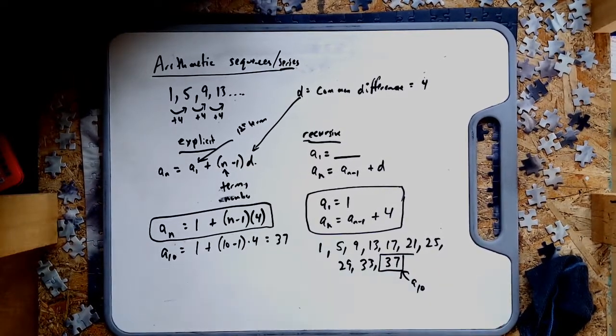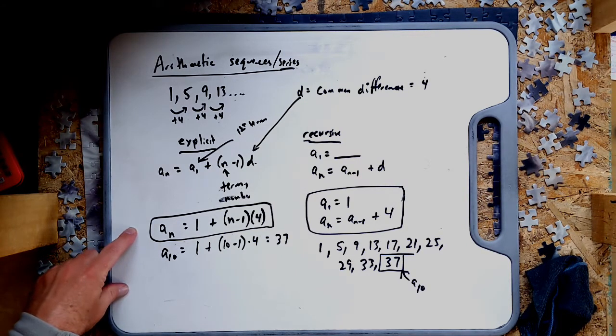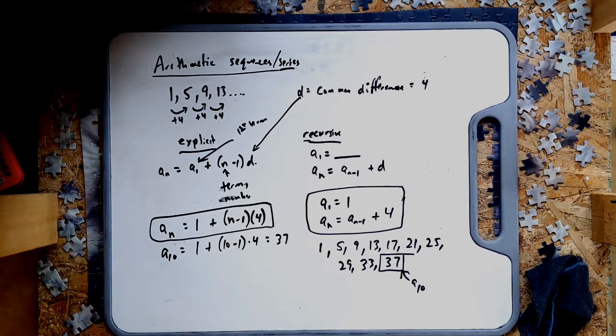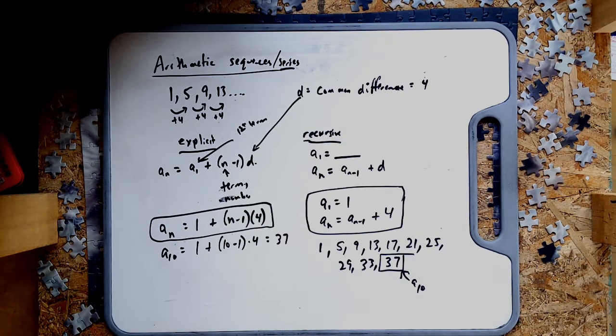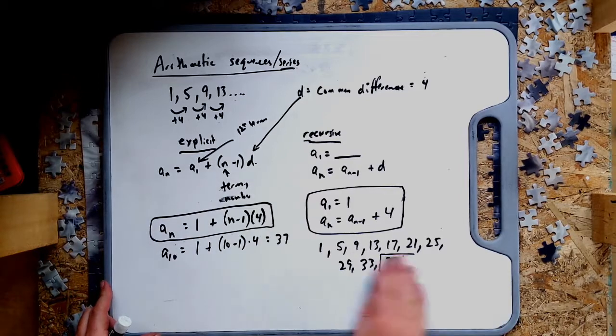Now notice in the recursive formula, I actually had to write every term to get to the 10th term. In the explicit formula, you can get the number explicitly by just using the equation directly. All right, that's the sequence part of arithmetic sequence and series. Now let me do the series part. I'll leave that one up there.